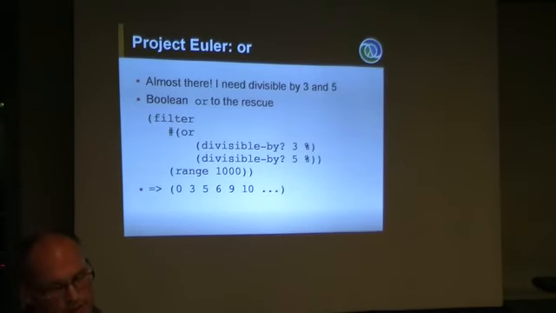So in this case, I need an OR function, which I have conveniently enough in Clojure. So my anonymous function has now grown from 1 line into 3. So I'm doing an OR of divisible by 3 and divisible by 5. So now this thing will return 0, 3, 5, 6, 9 as I expect. These are all the numbers that I need to add up. Right. So I'm almost there. I need one more function.